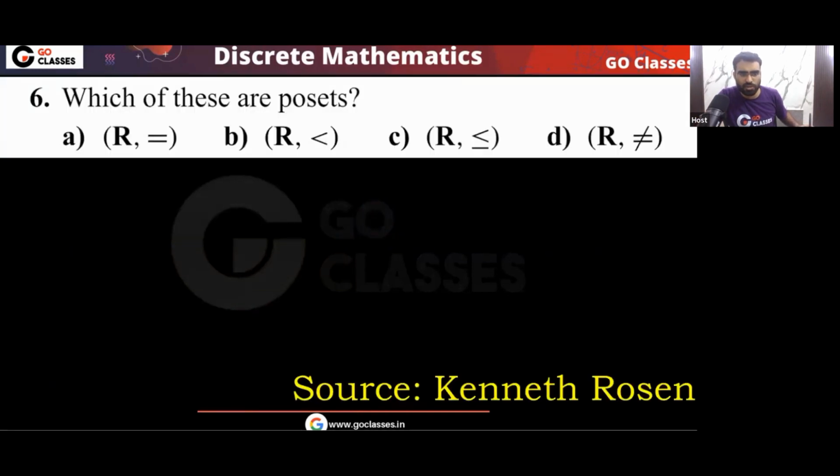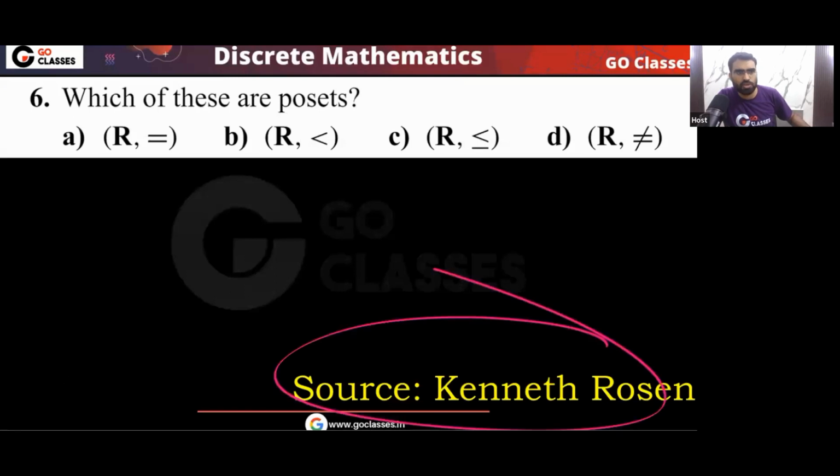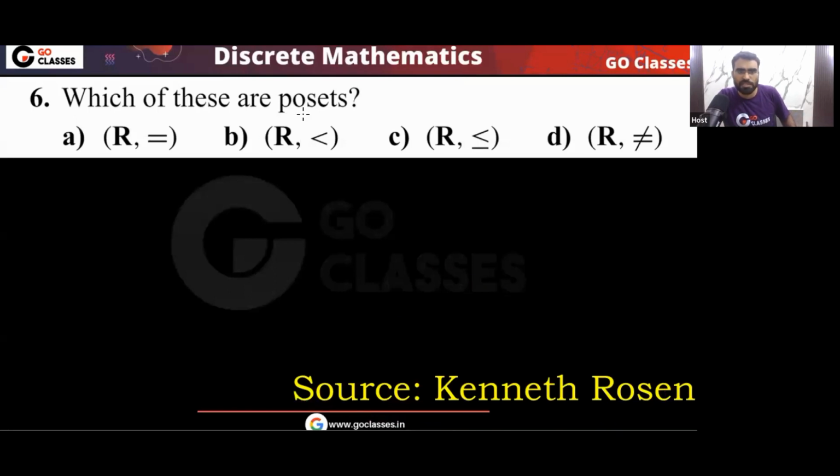Tell me the answer for this question. This question is also taken from Kenneth Rosen. Question number 6. Which of the following are POSET? R, comma, equal to real numbers. R means real numbers. Here remember R, that is set of real numbers.